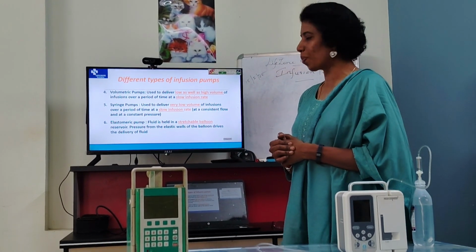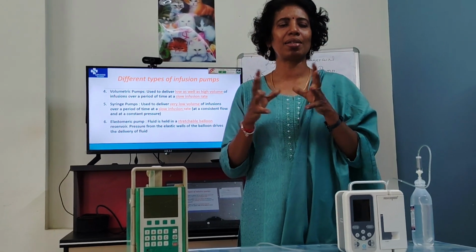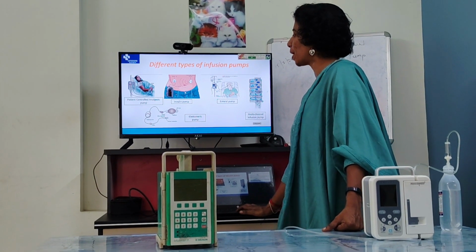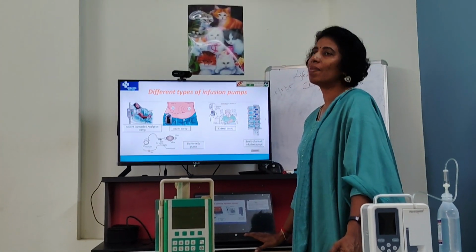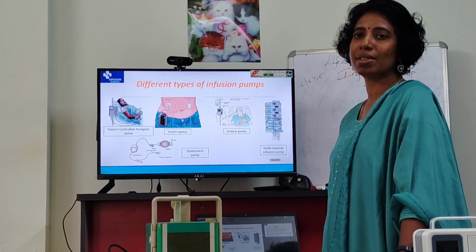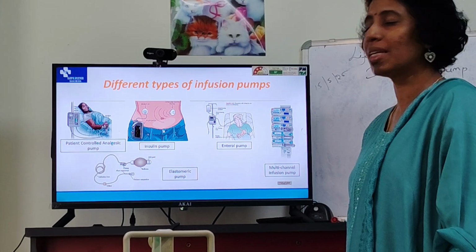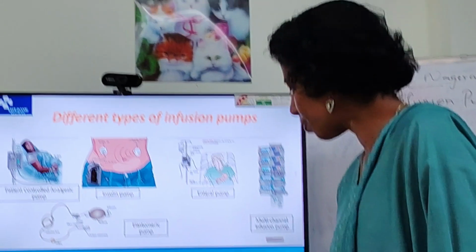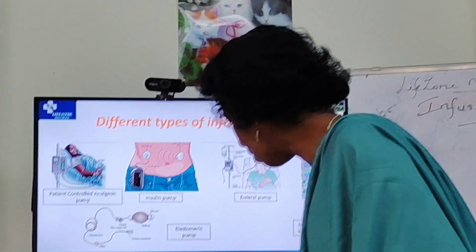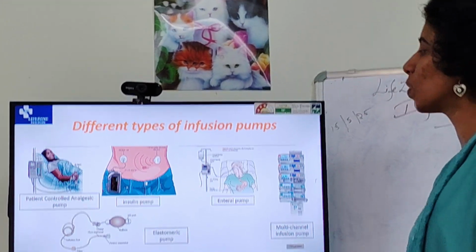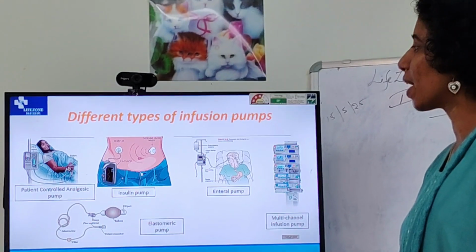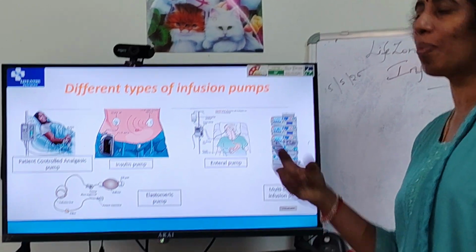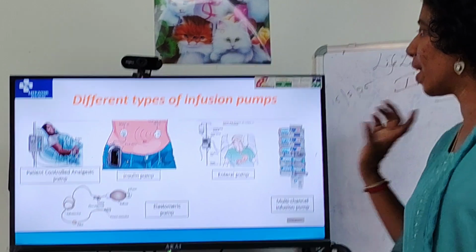And next is the elastomeric pump. So the different types of infusion pumps here: the patient controlled analgesic pump is the first one, where we can see that the patient is administering the medication when she requires it. Next is the insulin pump, where we can see that the insulin pump is worn by the patient, and from the pump it can be administered to the abdomen.